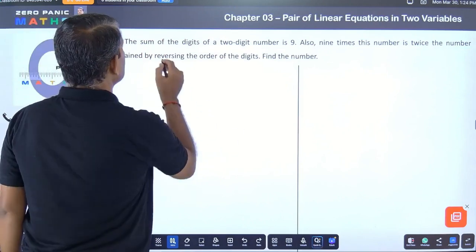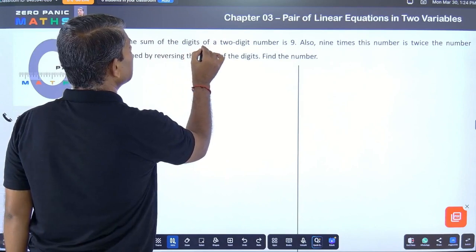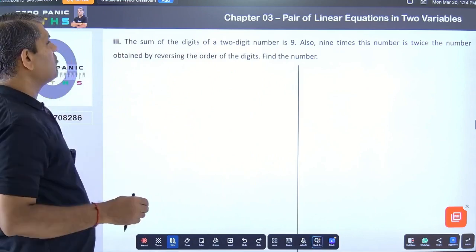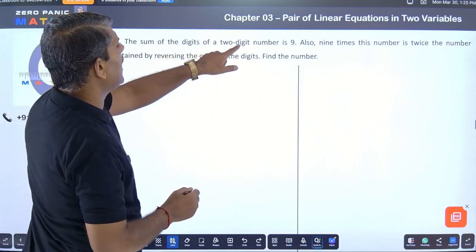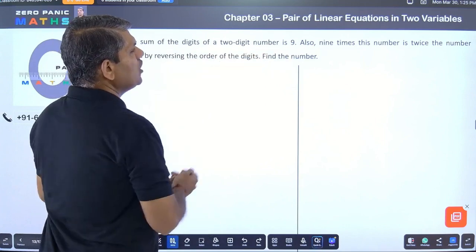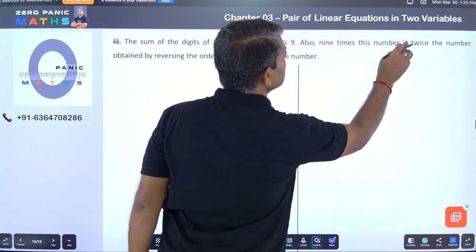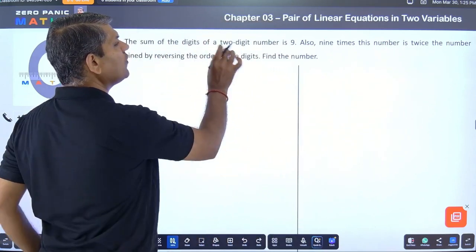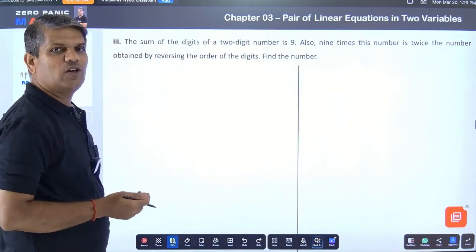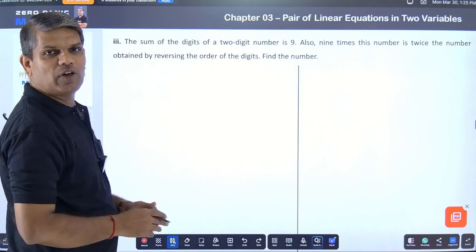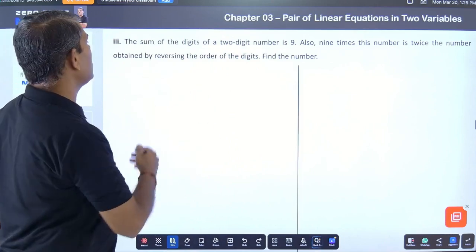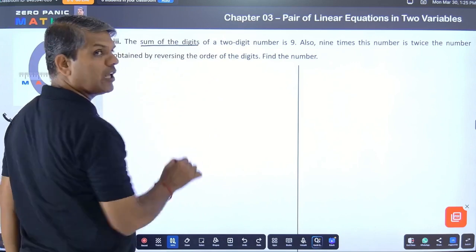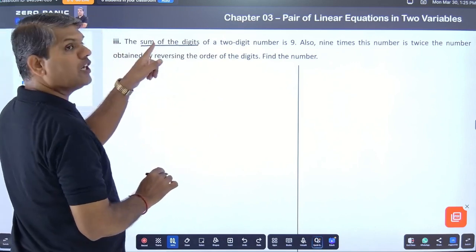Let us do that. The sum of the digits of a 2-digit number is 9. It is a 2-digit number and the sum of the digits of that number is 9. Also 9 times this number is twice the number obtained by reversing the order of digits. Find the number. Read the question carefully once again to understand what is required.